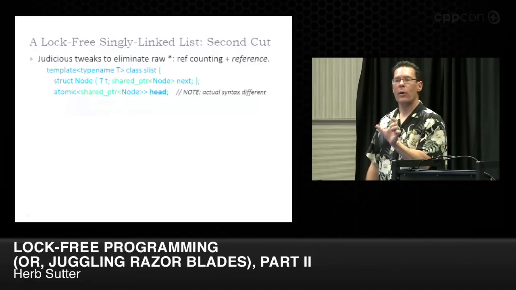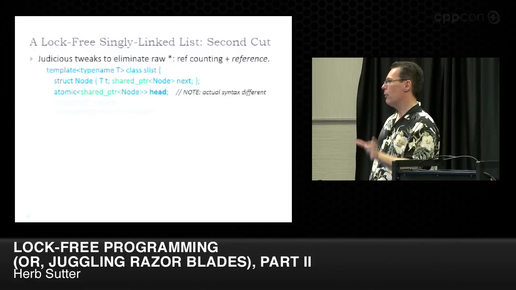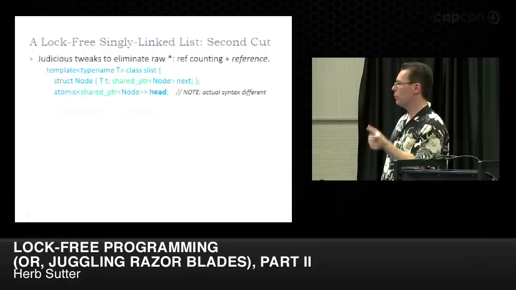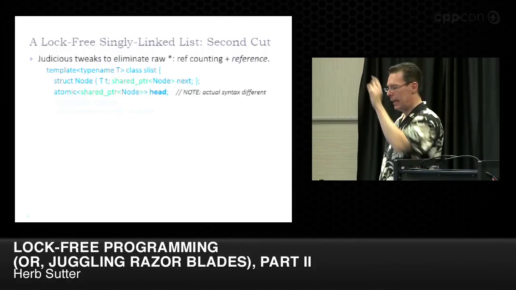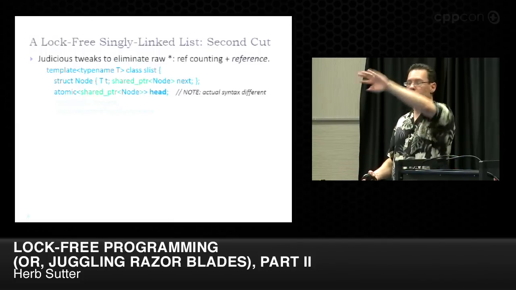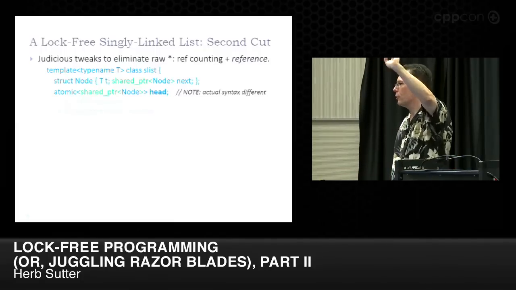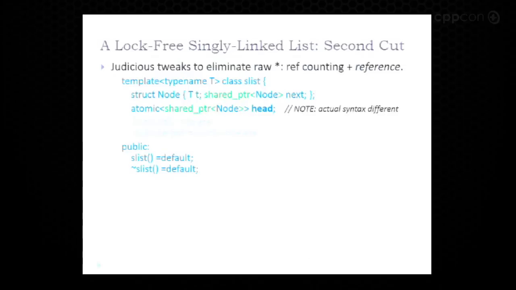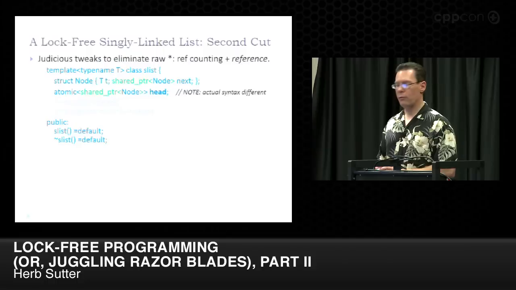The head is now going to be an atomic reference counted smart pointer, an atomic shared pointer to the node. That means while nobody's using the list, head is the only pointer to it, refs is 1 on that first node. Each node contains a regular shared pointer to the next node. Again, I'm going to simply not write, but I'll explicitly point out that the defaults work for the constructor and the destructor for slist.